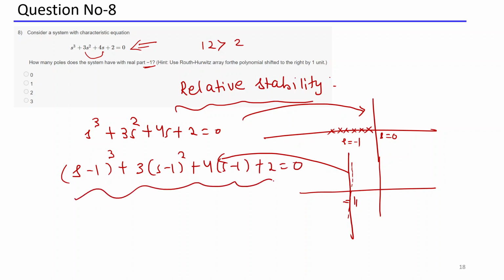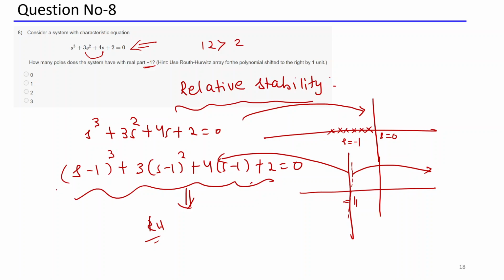Now you solve this question. This is again a third order equation. Then apply your concept of RH criterion or inner product equal to outer product. Then you see how many poles are now on the right hand side of the minus 1 line. If there are, sir is saying, how many poles does the system have in the negative real part. Negative real part means about this.